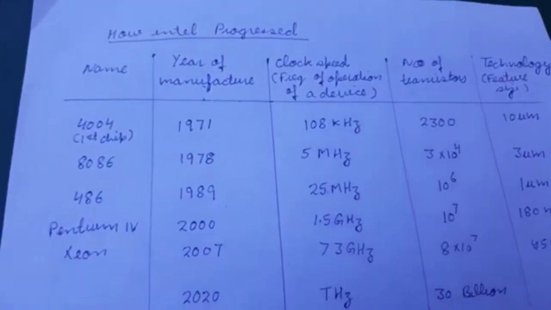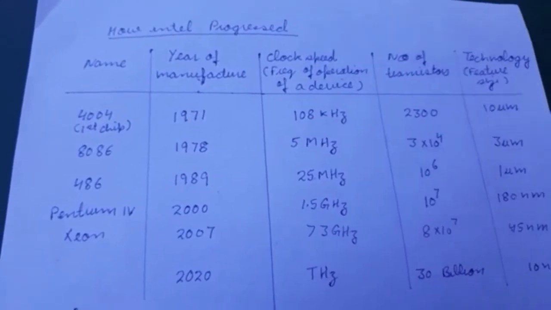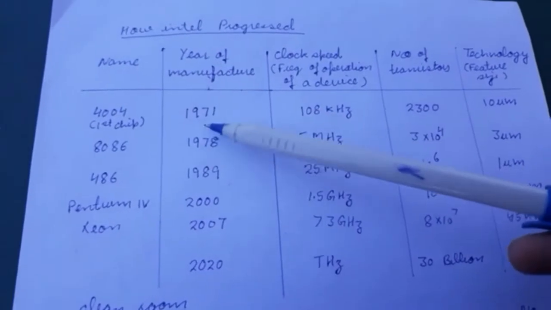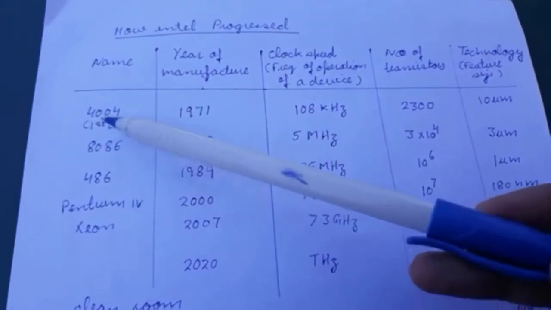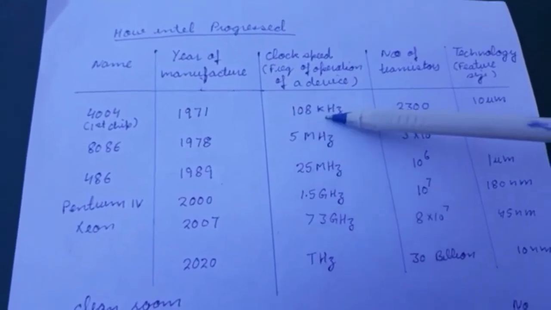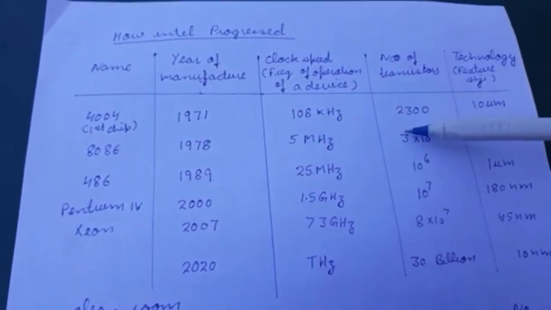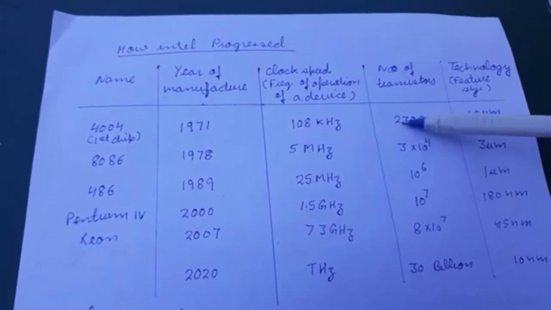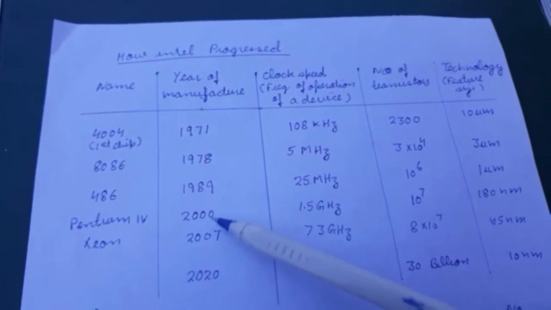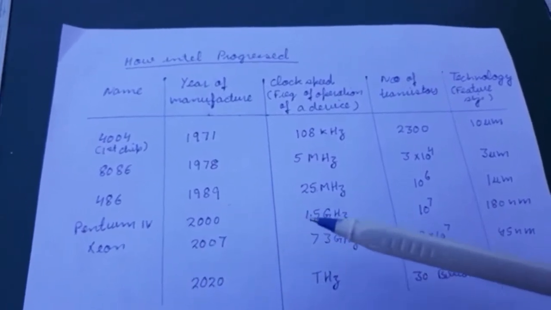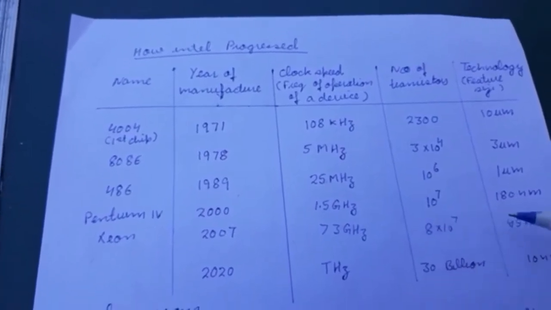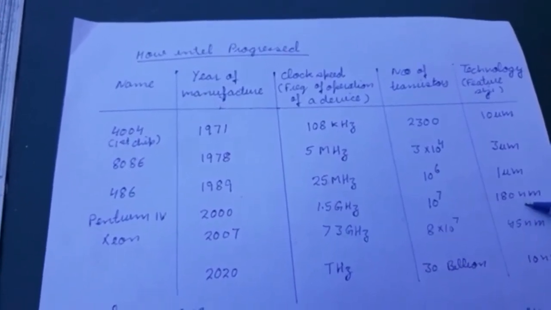So let's try to understand how chip fabrication has advanced. In 1971, the first chip was made, which was called the 4004. It had a frequency of 108 kilohertz. The number of transistors on 1 centimeter square was 2300, and the feature size was 10 micrometers. And then in 2000, it was the Pentium 5, with 1.5 gigahertz of frequency, 10 to the power 7 transistors, and 180 nanometers of feature size.